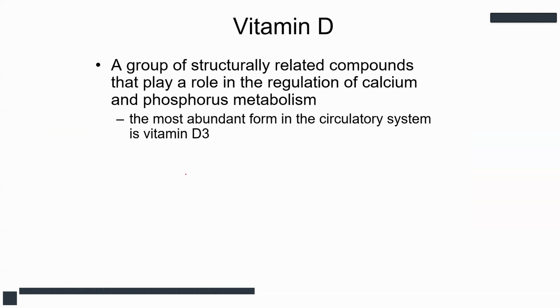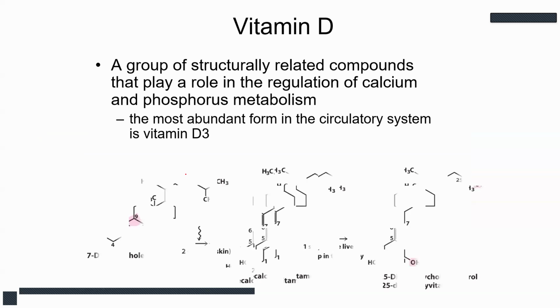Now, vitamin D is actually a group of structurally related compounds that play a role in the regulation of calcium and phosphorus metabolism. The most abundant form in the circulatory system is vitamin D3.